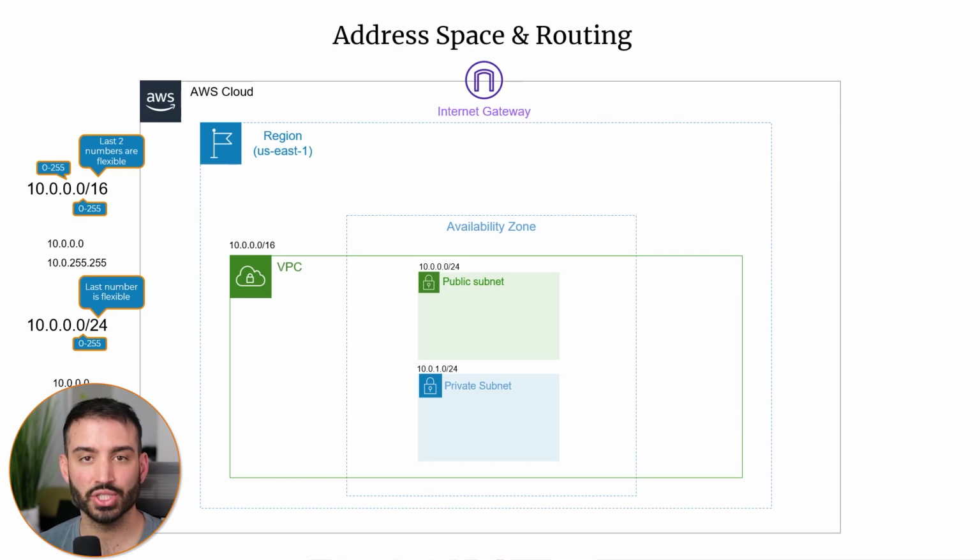Let's talk about how machines get IP addresses when they're deployed into these subnets. Let's start with the public one. When you deploy a piece of infrastructure into your public subnet, there's a setting that you can specify, which is called auto-assign public IP addresses. What that'll do is give you a public IP address for this particular instance out of AWS's pool of public IP addresses.